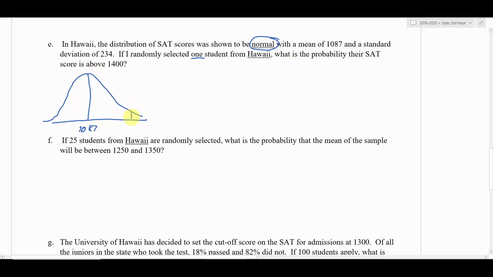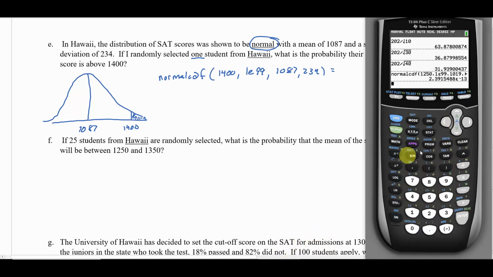So 1400 is going to be way over here, and we're trying to find this little area. And we can find that area because it's normal, right? So I can say, okay, normal CDF, left bound 1400, right bound 1E99. And we have a mean of 1,087 and a standard deviation of 234. And we can calculate that in our calculator real quick.